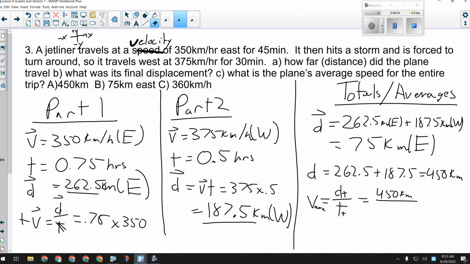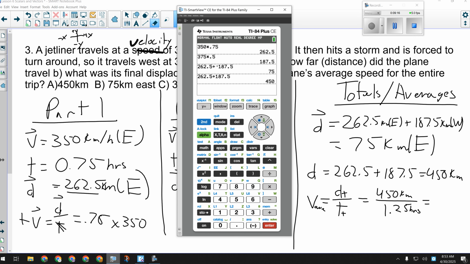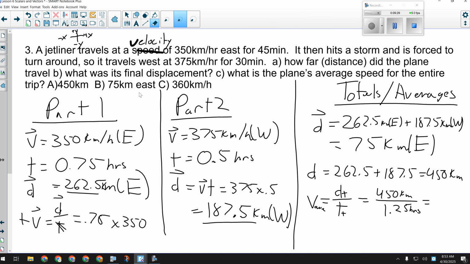Have I calculated the total time yet? I have the times, but I haven't calculated the total time yet. What do I do with those two times? Add them together, exactly. Okay, so 0.75 hours and 0.5 hours is 1.25 hours. Okay, pretty simple calculation then. Okay, take that number I just calculated and divide it by 1.25. Okay, so the plane's average speed is 360 kilometers per hour.